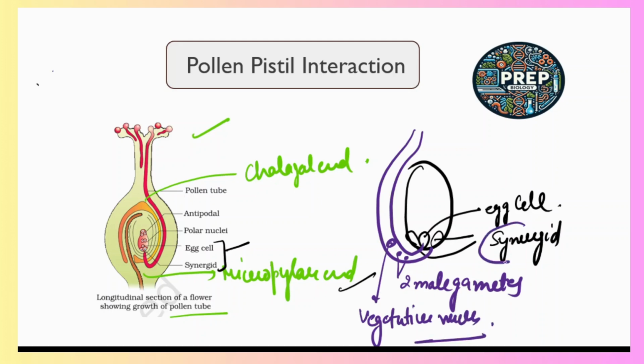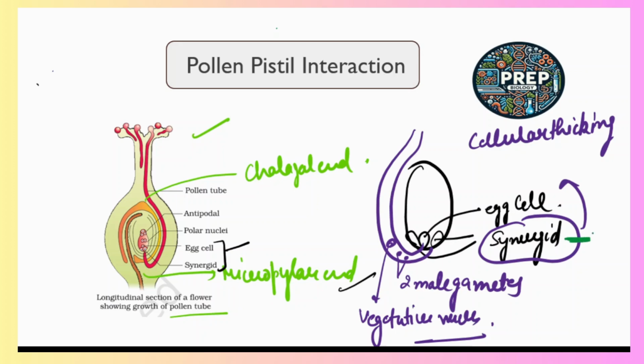At the synergid, we have studied that it contains cellular thickenings that are called the filiform apparatus. We have discussed in previous classes that the synergid cells contain a special kind of cellular thickening called the filiform apparatus. It will guide the pollen tube and help enter the two male gametes into the synergids.